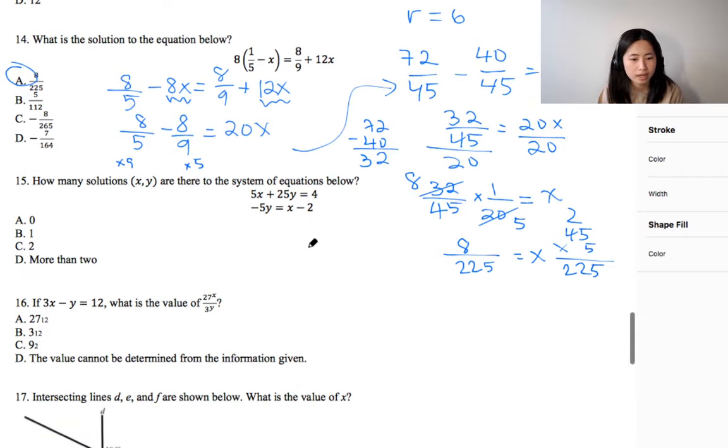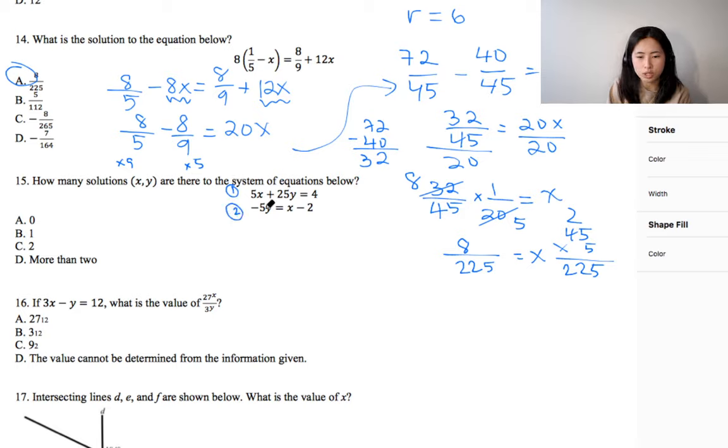Okay, so maybe let's move on to question number 15. How many solutions x, y are there to the system of equations below? You have 5x plus 25y is equal to 4, and then you have negative 5y, which is equal to x minus 2. Let's label this as equation 1 and this as equation 2.